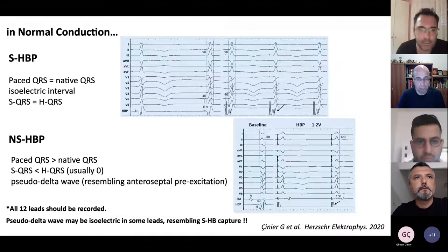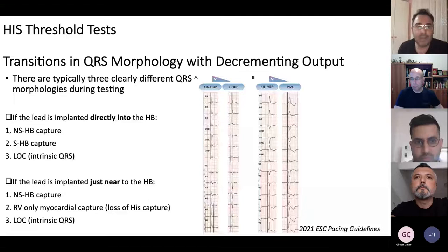Of course, again, all 12 leads should be recorded and seen, because the pseudo delta waves may be isoelectric in some leads and resemble selective capture. So we have to be cautious. And when we do the threshold test in His pacing devices, we can see transitions in the QRS morphologies when we reduce the outputs. And typically, we have three types of morphologies.